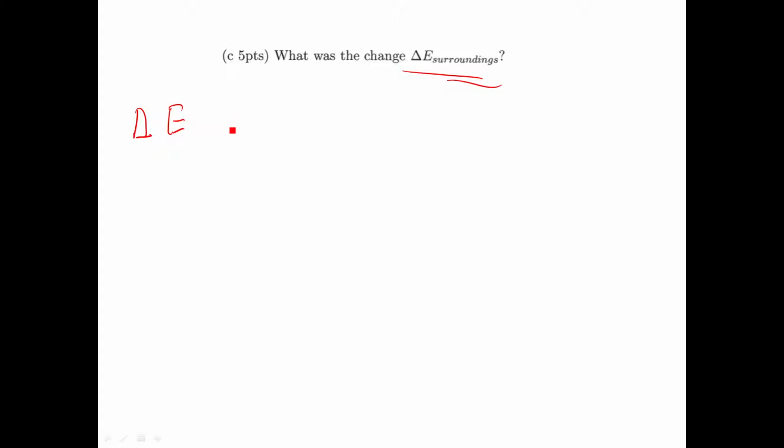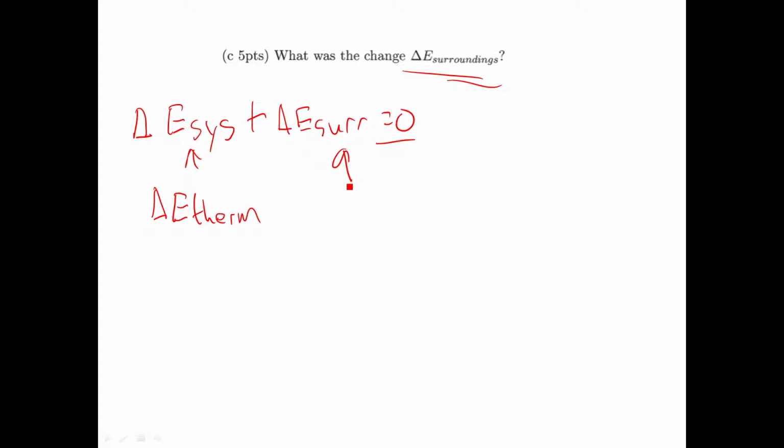So let's go back to our fundamental principle, conservation of energy, which is what this is getting at, right? We have delta E of our system plus delta E of the surroundings has to equal 0. That's just our fundamental principle. So if we break this down, delta E of our system is equal to delta E thermal, right? And delta E of our surroundings is equal to negative delta E of our system.